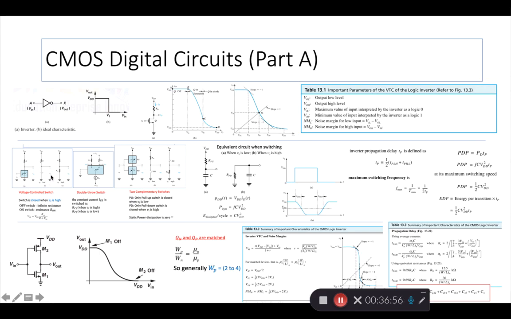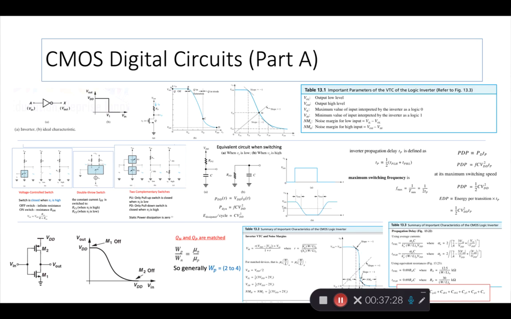Then we go a little more into detail in the middle row into various types of inverters. So this simple one transistor device is like this, and we model its operation using a switch and a resistor. We talk about a double throw switch without looking too deeply into it, and then we introduce the idea of two complementary switches. So the two complementary switches have a lot of advantages. The top one is called the pull-up switch and the bottom one is called the pull-down switch.